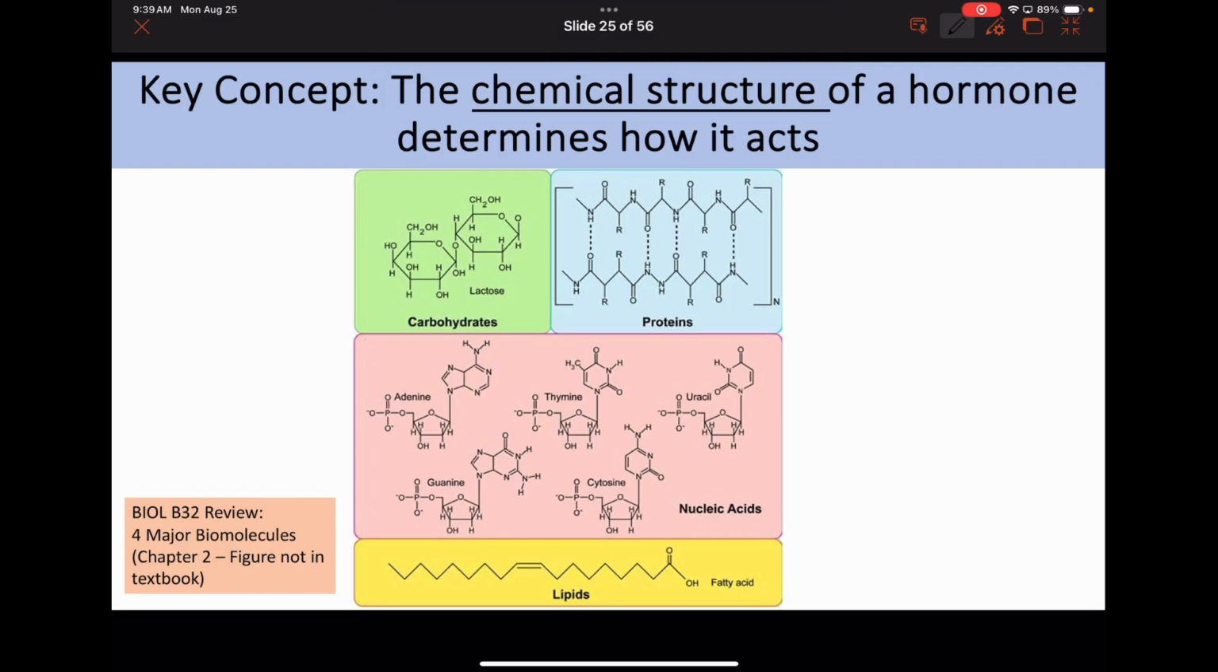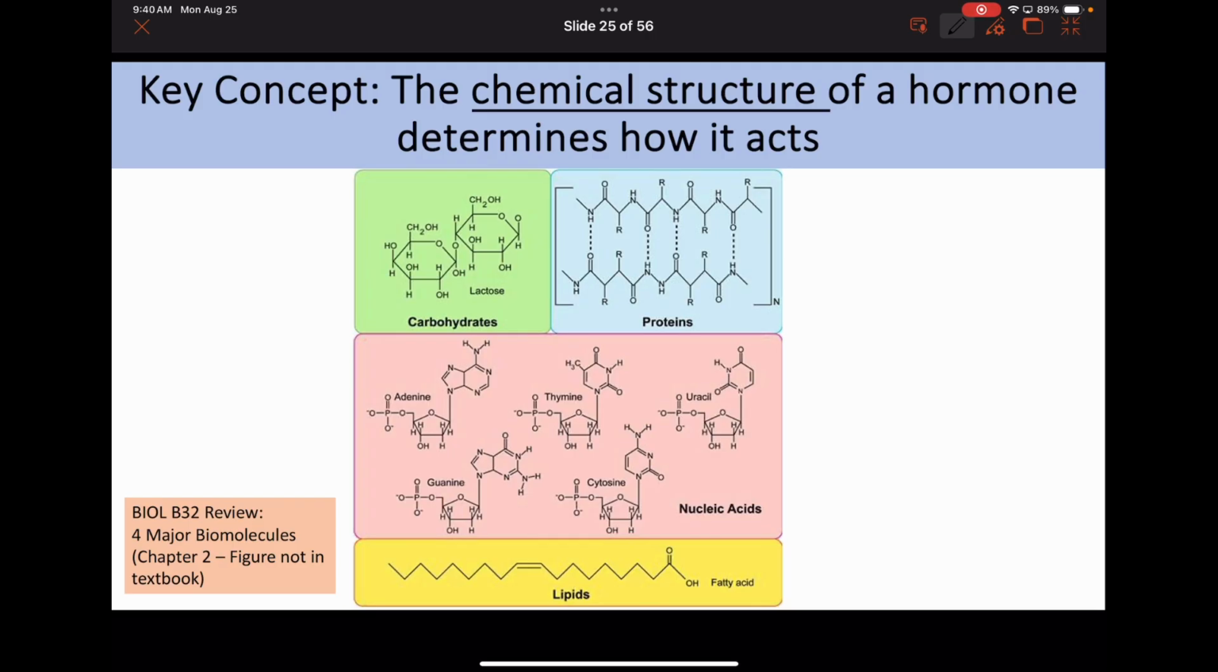So you all learned in B32 about biomolecules, monomers versus polymers. Anybody remember what the monomer is for a carbohydrate? Monosaccharide. What is the monomer for a protein? Amino acid. What is the monomer for nucleic acid? That one people always take longer to remember. Nucleotides, yeah. And then lipids don't really have a monomer, but what do they break down into? It's glycerol and fatty acids is what they break down into.